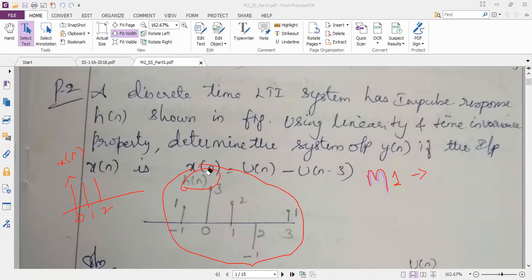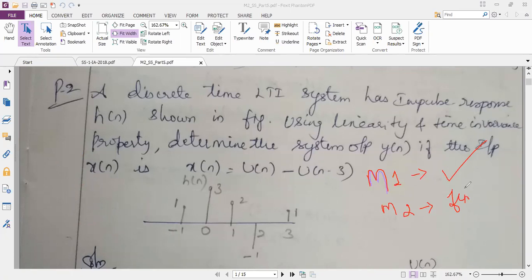If my samples are finite in both x of n and h of n, then I can choose method 1. And even method 2 can also be used if the inputs are finite. So listen carefully. I can use method 1 only for finite inputs.